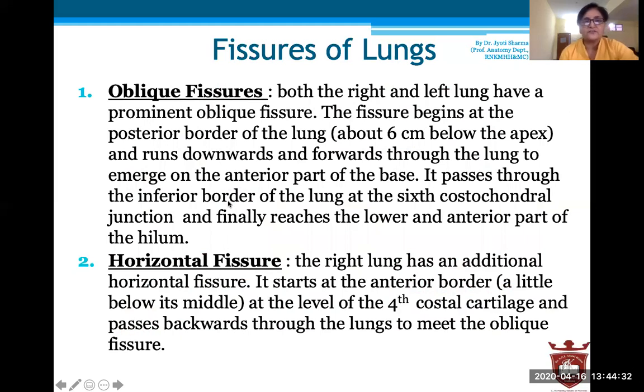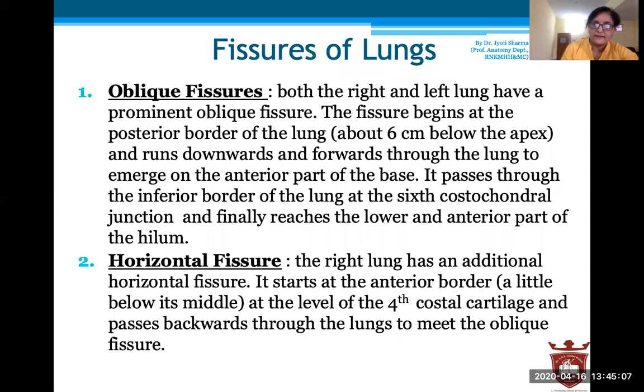Now we see the features of the lungs. There are two fissures, the oblique fissure and the horizontal fissure. First of all, the oblique fissure. Both the right and left lung have a prominent oblique fissure. The fissure begins at the posterior border of the lung, about 6 cm below the apex, and runs downwards and forwards through the lung to emerge on the anterior part of the base. It passes through the inferior border of the lung at the 6th costochondral junction and finally reaches the lower and anterior part of the hilum.